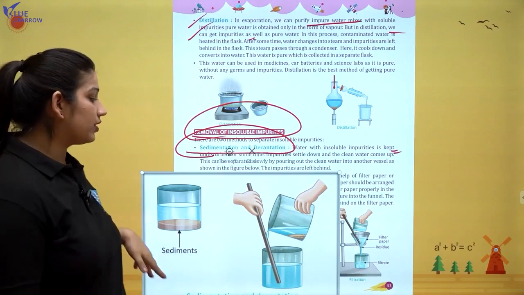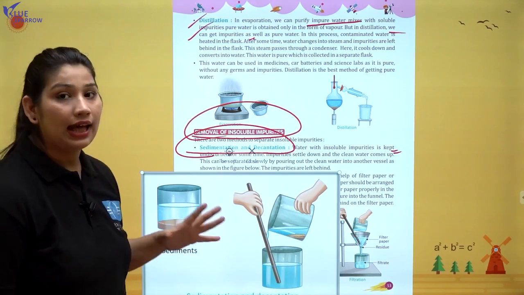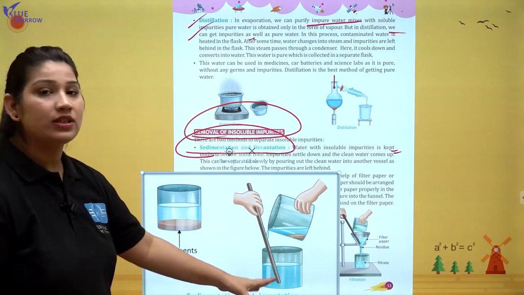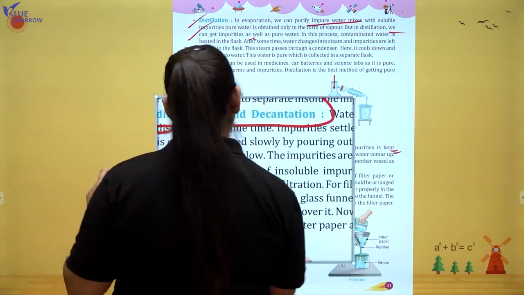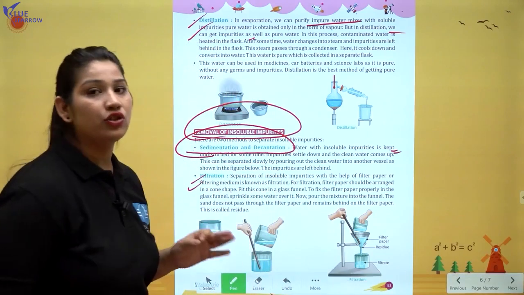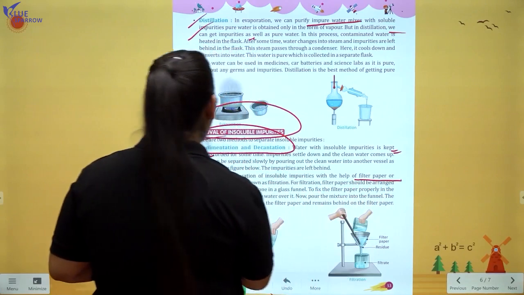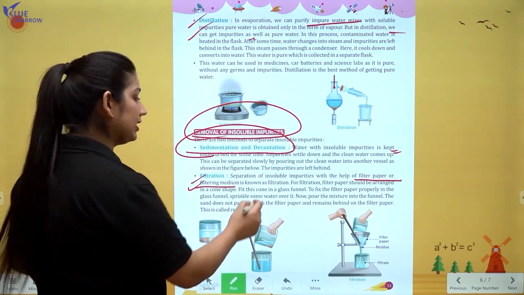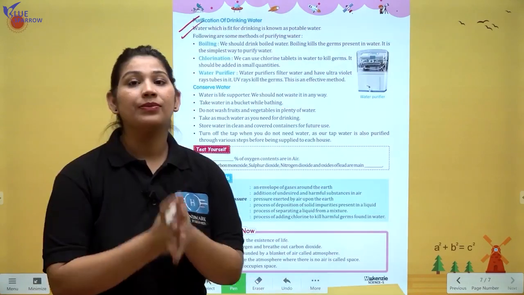As you can see this process in this picture, sediments are settled down and the clean water is poured out separately in a different container. Next comes up filtration. Separation of insoluble impurities with the help of filter paper or filtering medium is known as filtration. For filtration, filter paper should be used.